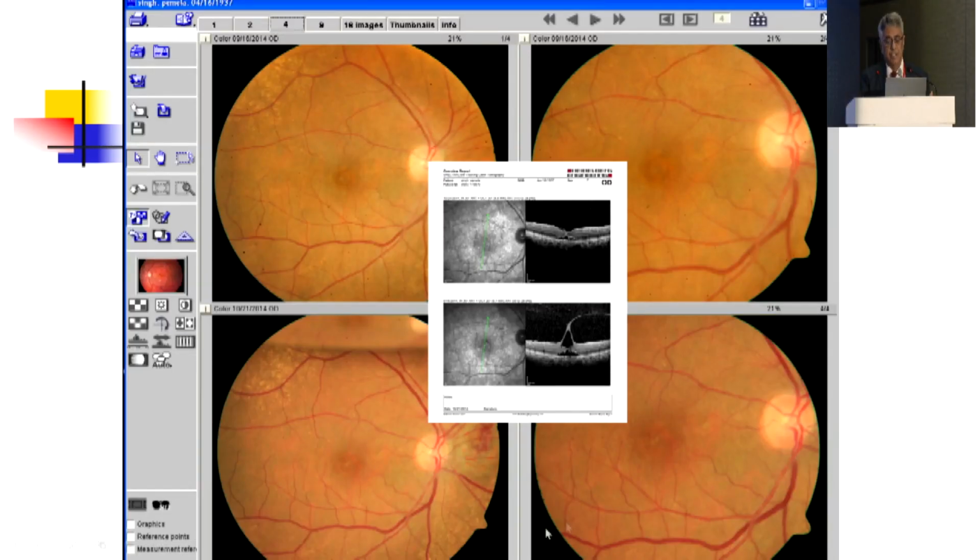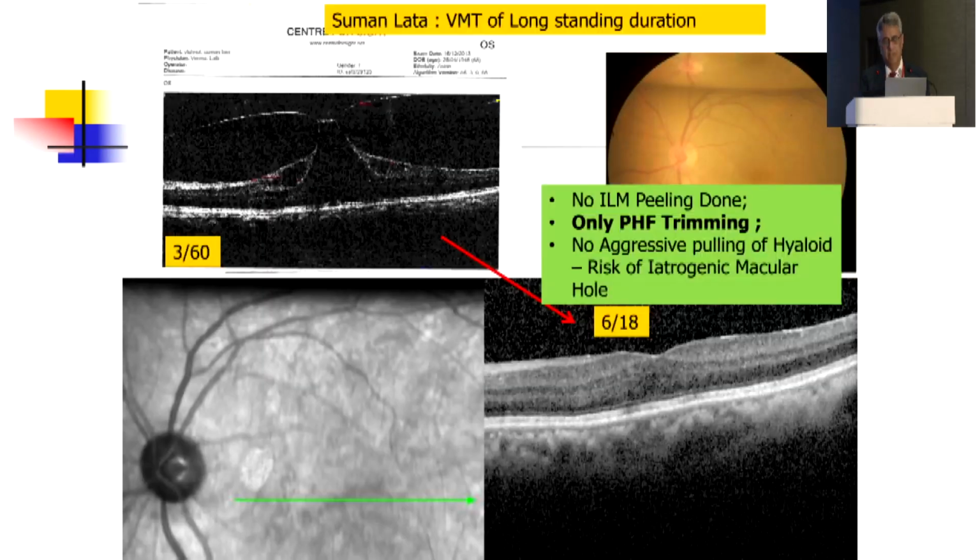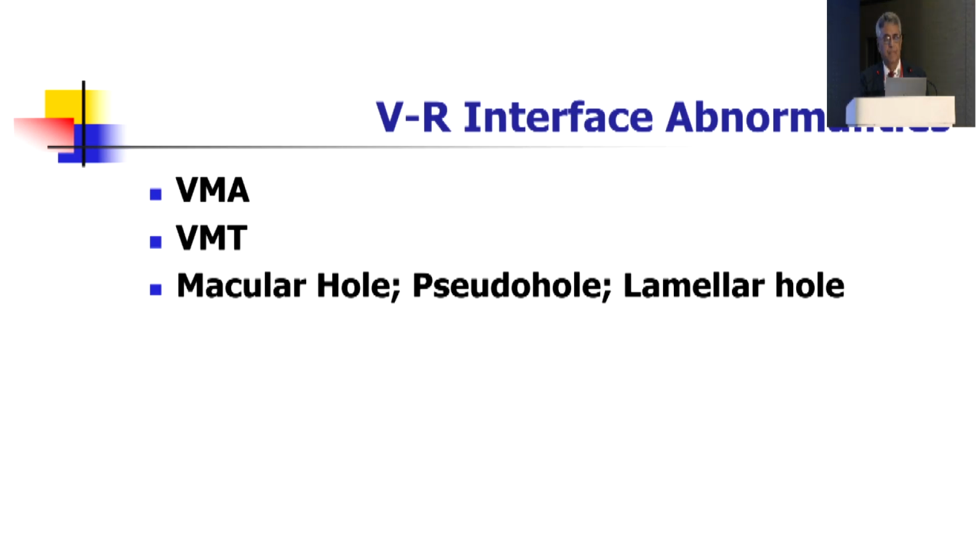So this was the same patient, pre-op OCT and then post-op. The contour will definitely come back as long as you have relieved the traction. So there's no need to pull; leave that stump there. This is another example of alarming VMT. 3 by 60, no PVD, complete PVD done, only hyaloid trimming was done and the stump left. No ILM peeling also, and the patient had a nice foveal contour, thanks to these 3 lines which are functioning here, including ELM, ISOS junction and RPE. Good recovery.